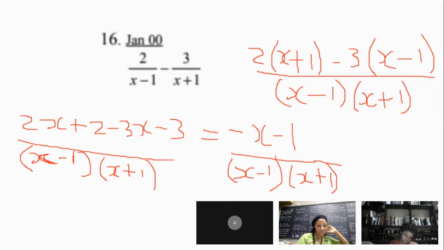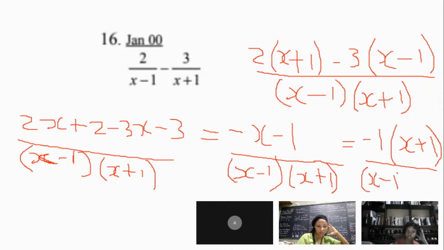I think we could probably simplify this up here if we pull out a negative 1, right? Yes, if we pull out a negative 1, we can factorize this, and we would have negative 1 times x plus 1, right? You follow? Oh, yes, if we factorize it, okay, and then we'd have x minus 1. Yes, miss, it's the x plus 1. So that can cancel that.